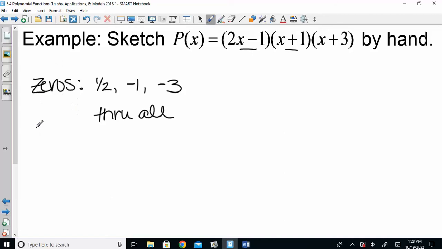All right, end behavior. What is my degree if I multiply this all out? We would have a 2x times an x times an x, so we would get a 2x cubed. It's an odd degree, so it looks like a chair. The coefficient is positive, so it doesn't flip. So my end behavior should be down up.